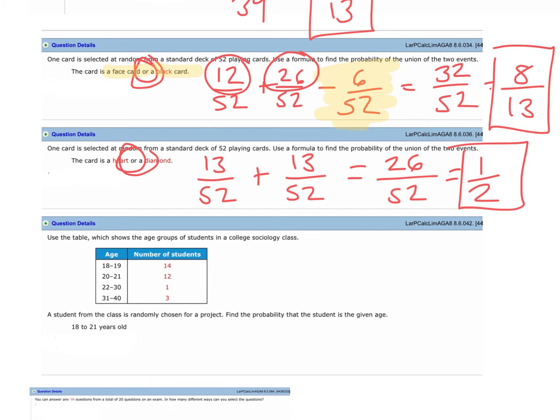Alright, next one. A student from the class is randomly chosen for a project. Find the probability that the student is the given age. So we're looking for 18 to 21. So it's going to be from one of these. How many students total do we have? 30. And how many students are from the age 18 to 21? 26. Can we simplify 26 over 30? Yeah, 13 over 15.